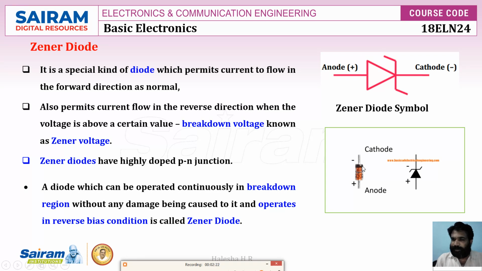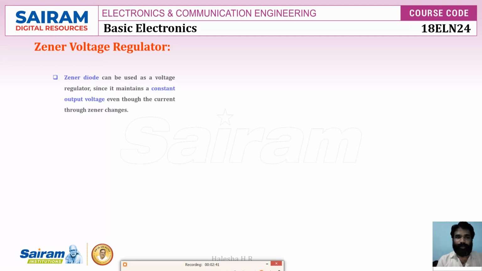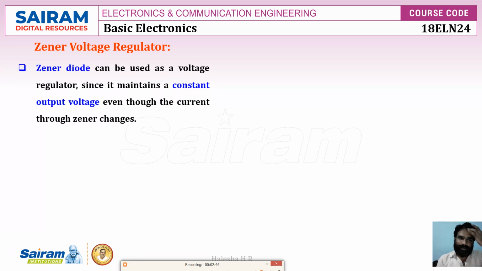So this block is there, that is the negative, and the other one is the positive, so anode and cathode, and this is the symbol. Now we'll see how we can use this as a voltage regulator. Remember, a voltage regulator means it has to give a constant regulated DC output. So it can be used as a regulator since it maintains a constant output voltage even though the current through the Zener changes. Let's see the circuit diagram.